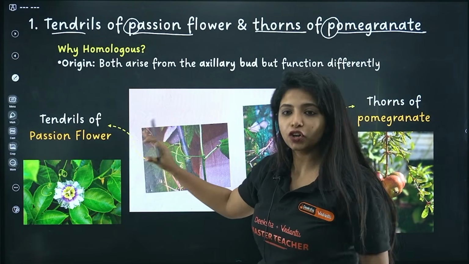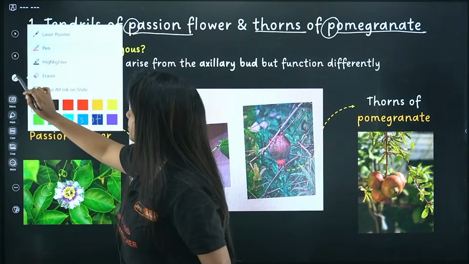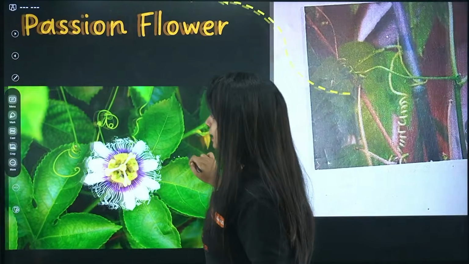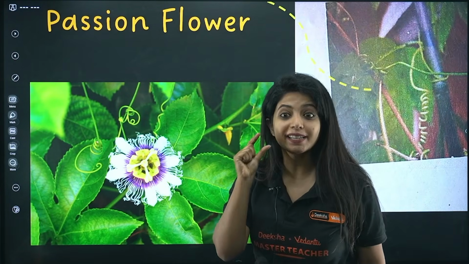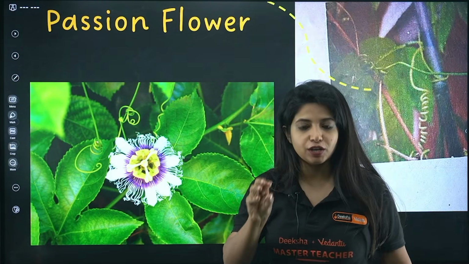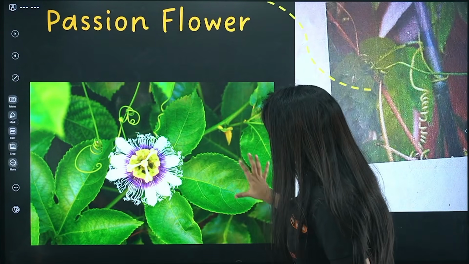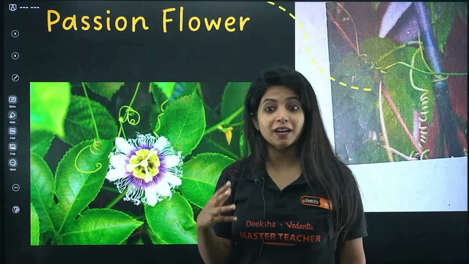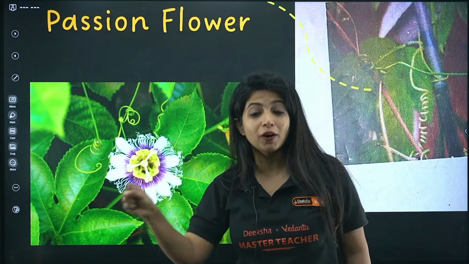So my dear children, in real, the passion flower looks like this. Over here, the axillary bud which is there, it transformed into the tendril. Please make sure that you know the structure of the leaf. This can be a factor through which you can spot it easily.